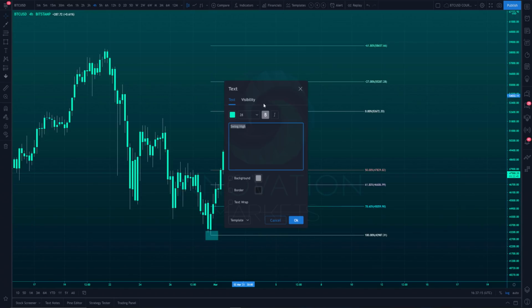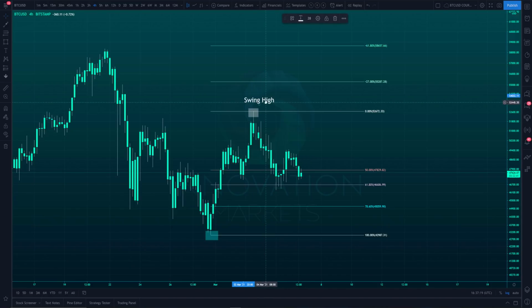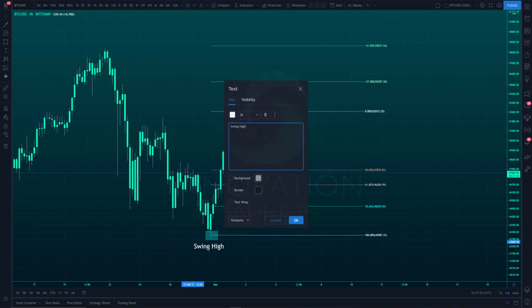swing high. We will make that unbold and we will set that to the same color. That's the swing high over here. And then on the downside, we have the swing low.